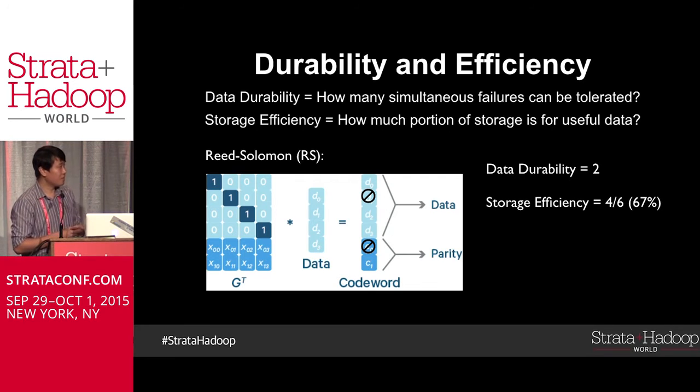So from this particular example, Reed-Solomon coding is combining the advantages of the 2 previous forms. It has the same data durability as three-way replication, and it has the same storage efficiency as a simple XOR coding. And more importantly, it is very flexible. You can control the size of the data segment and the code word segment, or the number of parity units.